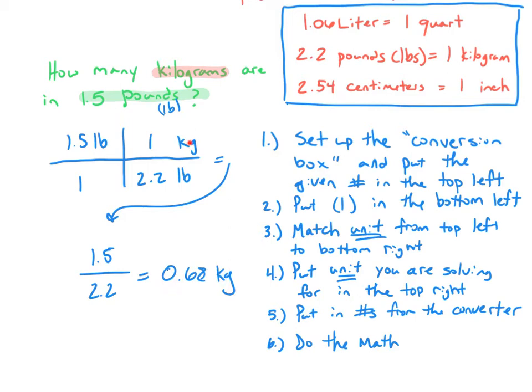And the unit that is in the upper right-hand corner is the unit that my final answer is going to be. Because in the process of doing this, the pounds, since they're diagonal from one another, cancel each other out, and the only unit left is the kilograms from the upper right-hand corner. So my answer is 0.68 kilograms.